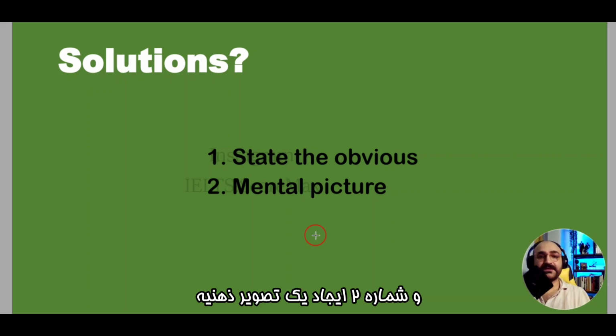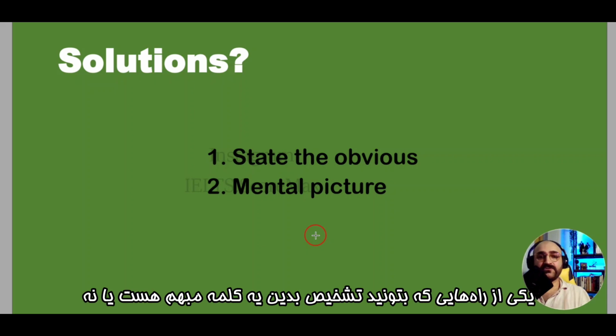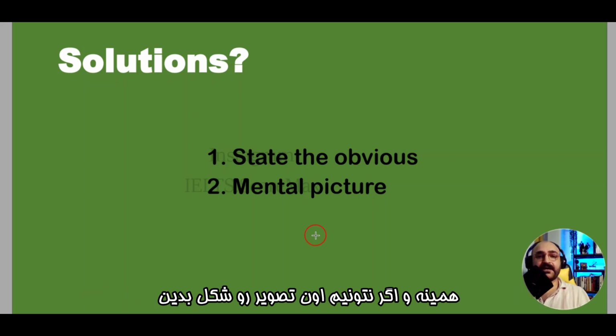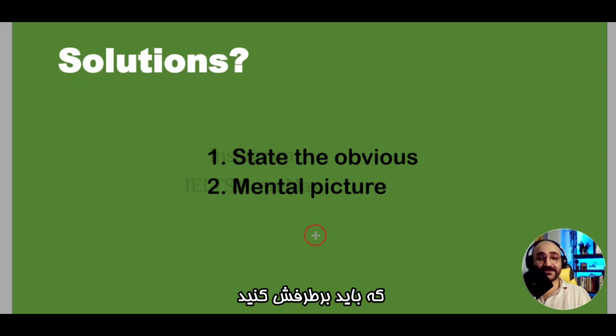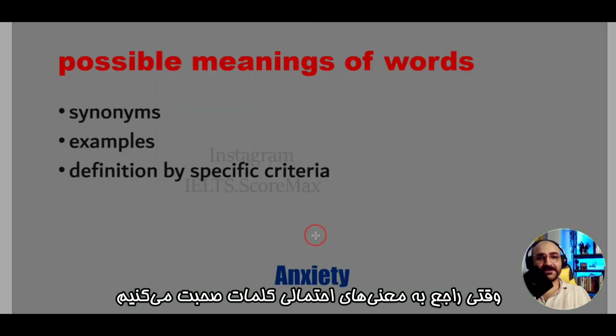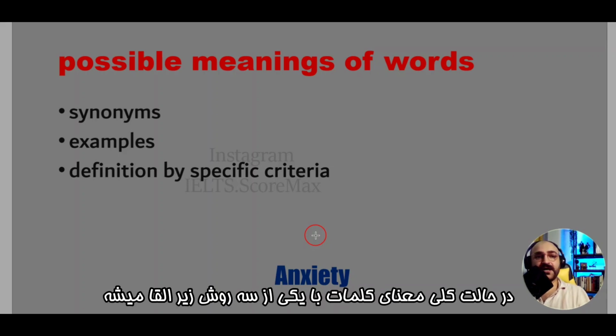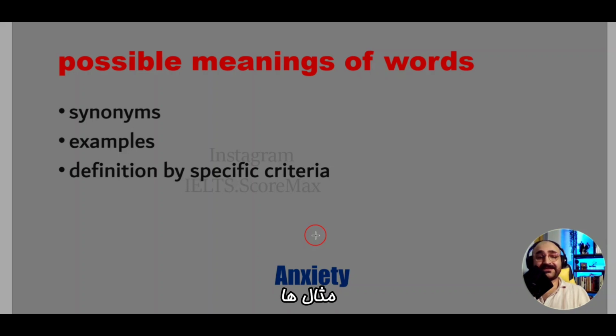And number two is creating a mental picture. One way to discover whether a word is ambiguous or not is this: when you cannot create a mental picture, you probably have identified an important ambiguity, and you must address it. When it comes to possible meanings of words, meanings usually come in one of three forms: synonyms, examples, and definition by specific criteria.